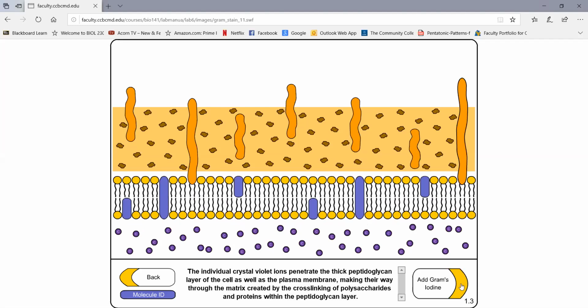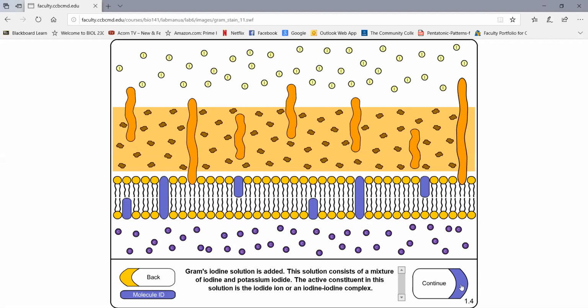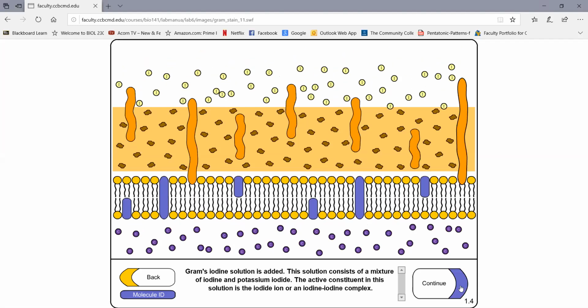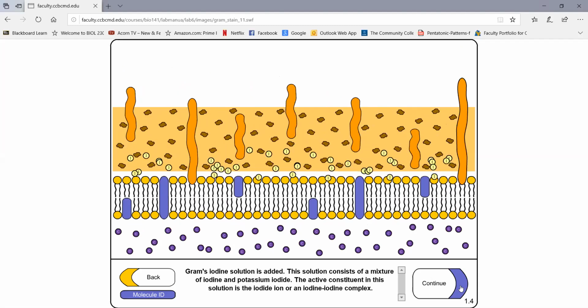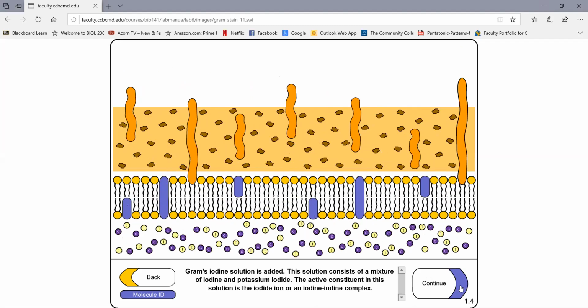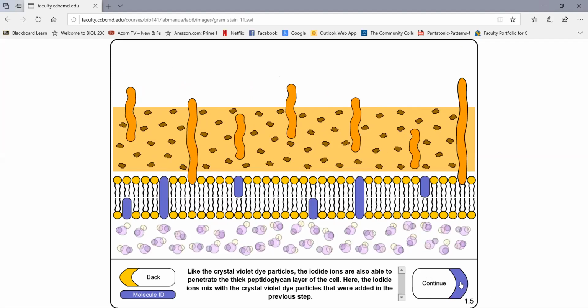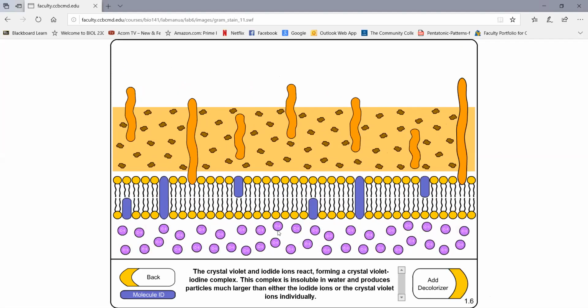Then we add the gram's iodine. Now the iodine, when it enters, combines with the crystal violet, as we see here, to form a larger insoluble crystal violet iodine complex, which we see happening here. And so being a larger insoluble molecule, it tends to be retained by the bacteria more readily, stay inside. And again, the gram-positive look purple after this step.